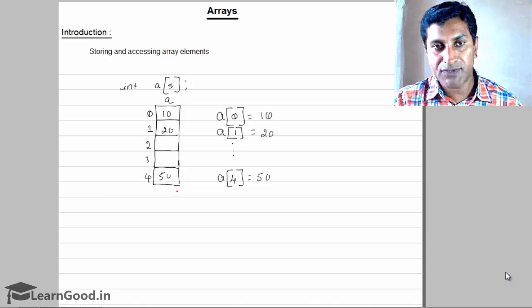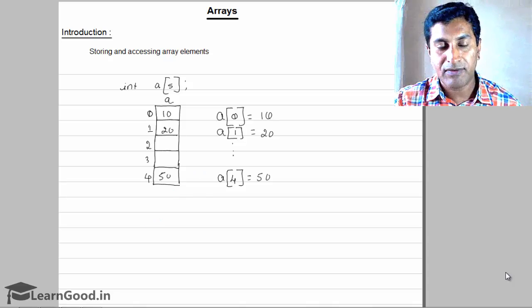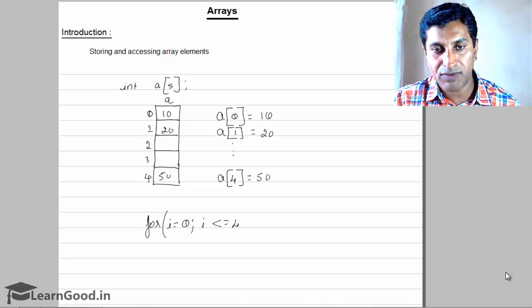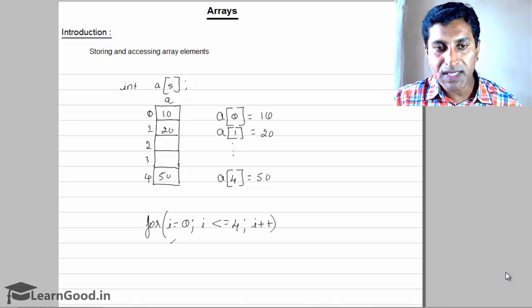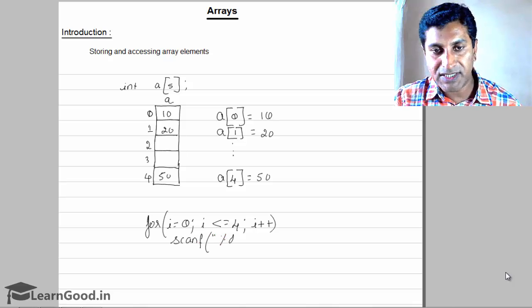Now, instead of storing, if I want to read the data using scanf, then you can generate this index number using a loop where you give int i equals 0. That is, I want up to index number 4. So i is less than or equal to 4, or else less than 5, can be given, i plus plus. And you can read it by giving scanf %d, that is ampersand of A of i.